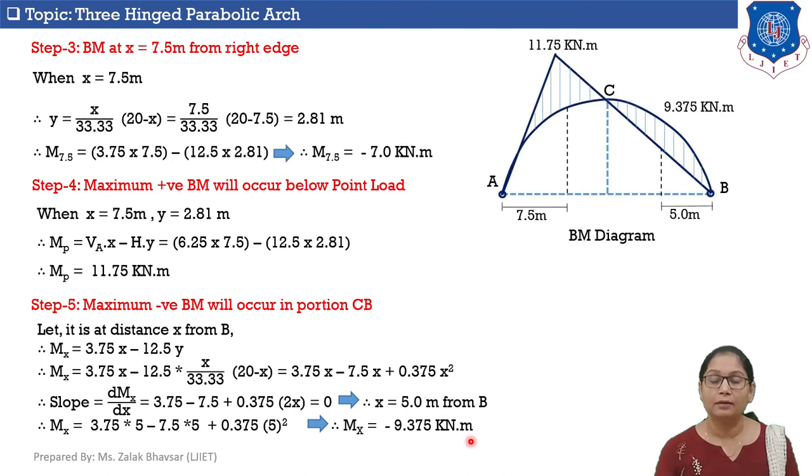So we have calculated maximum positive and negative both types of the bending moment in this given arch, and here is the bending moment diagram. You can see that the maximum positive bending moment occurs, which is equal to 11.75 at a distance 7.5 meter from point A, which is the distance where point load is acting. And maximum negative bending moment occurs at a distance 5 meter from point B, which is equal to 9.375 kilonewton into meter. So this is the end of this session. Thank you.